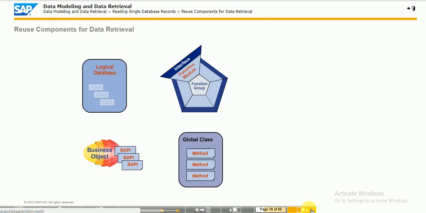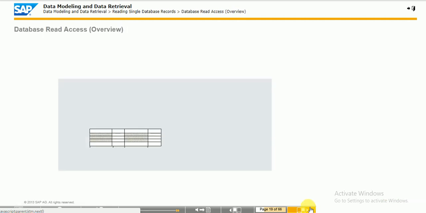If there are no usable reuse components available for your data selection, implement the read access using the following methods. Encapsulate the access into a reuse component. In other words, create function modules or methods of global classes. Use the OpenSQL statement SELECT to program database read access.